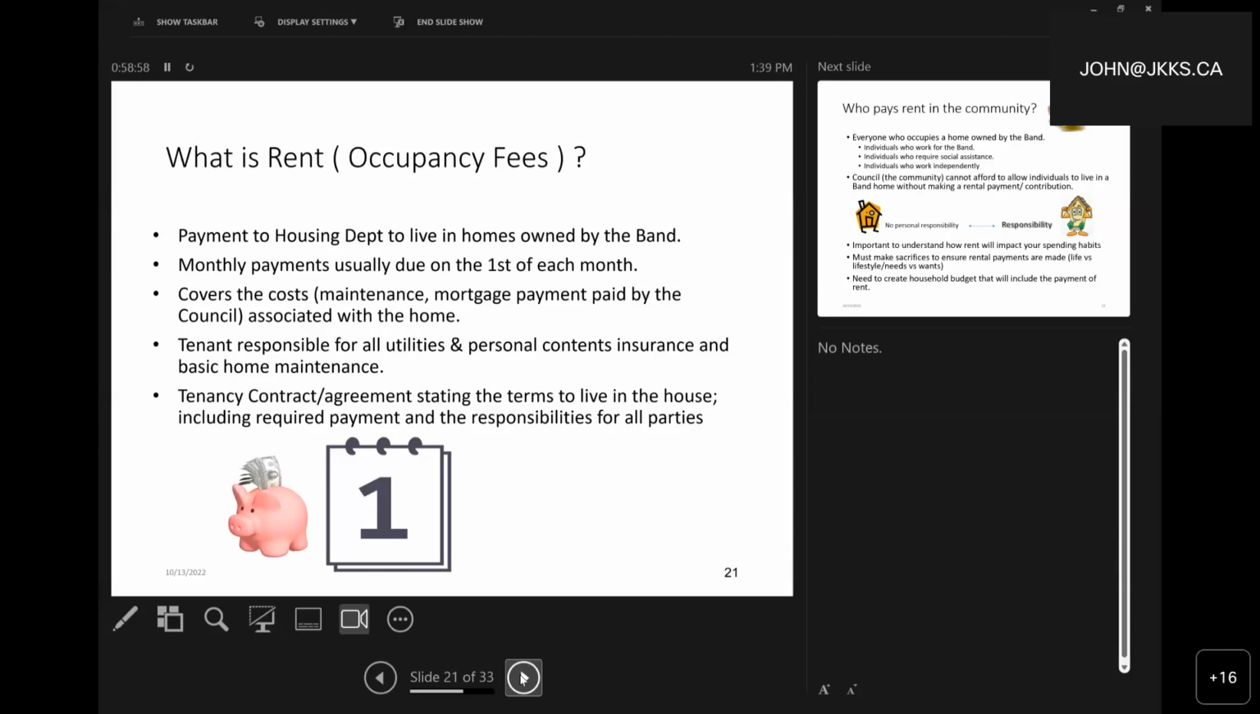And with rental, basically the tenant is responsible for all the utilities and personal content. They're responsible to have their own insurance, and they are required, at least through the agreements that you have, to do basic home maintenance. So you don't call the housing department to change the light bulbs on a Saturday night. Light bulbs and furnace filters are the responsibility of the tenants. Tenant contract agreements state that you can live in the house providing payments are made, and it's clear that all the parties understand what those are.